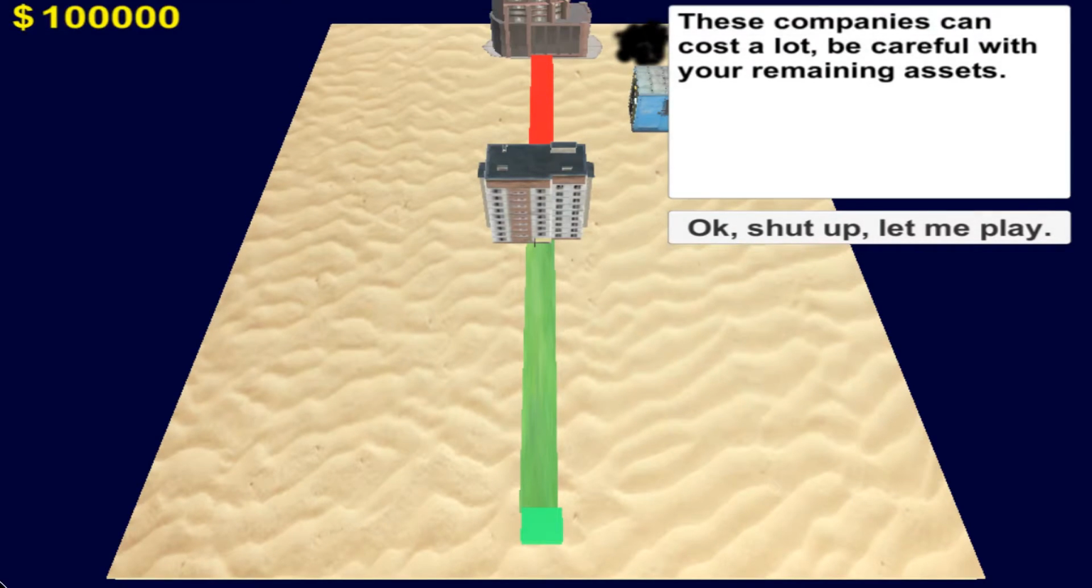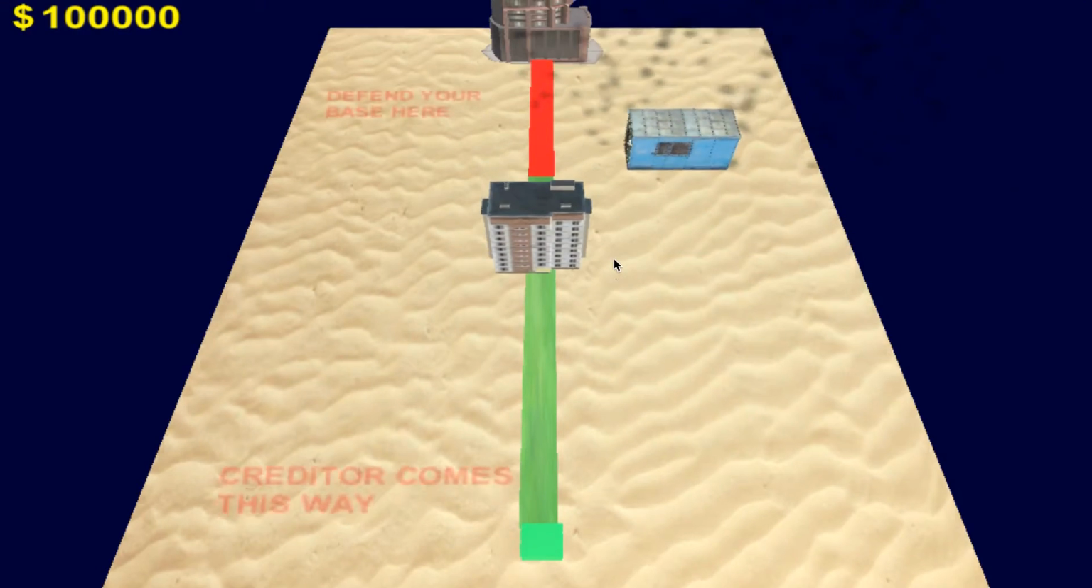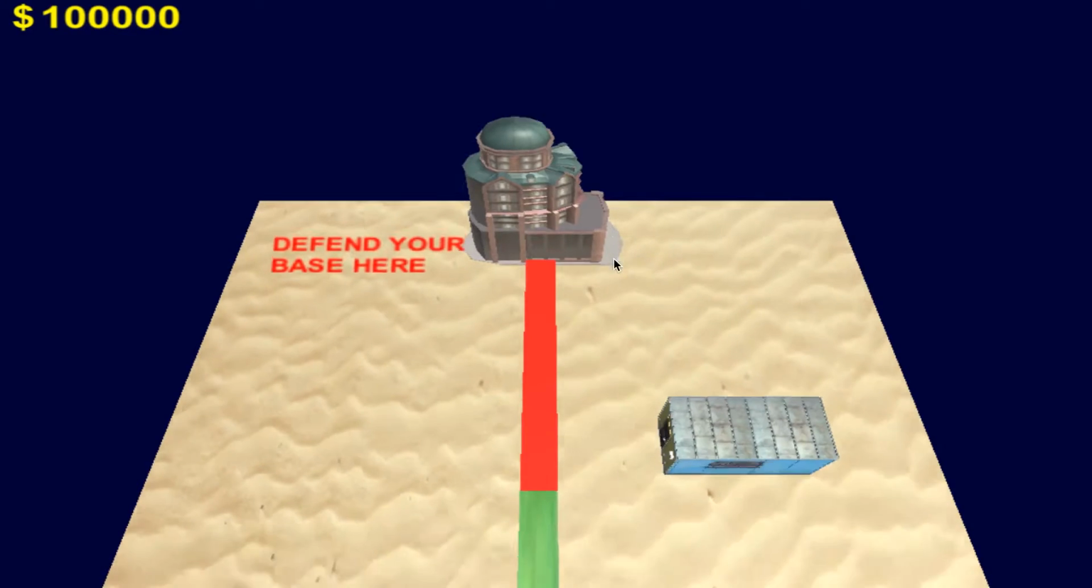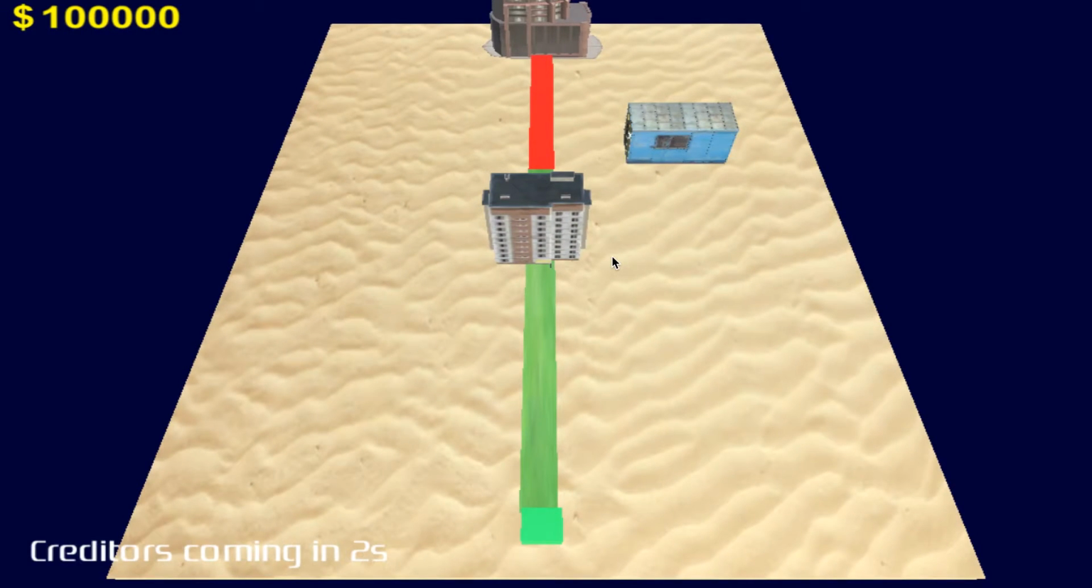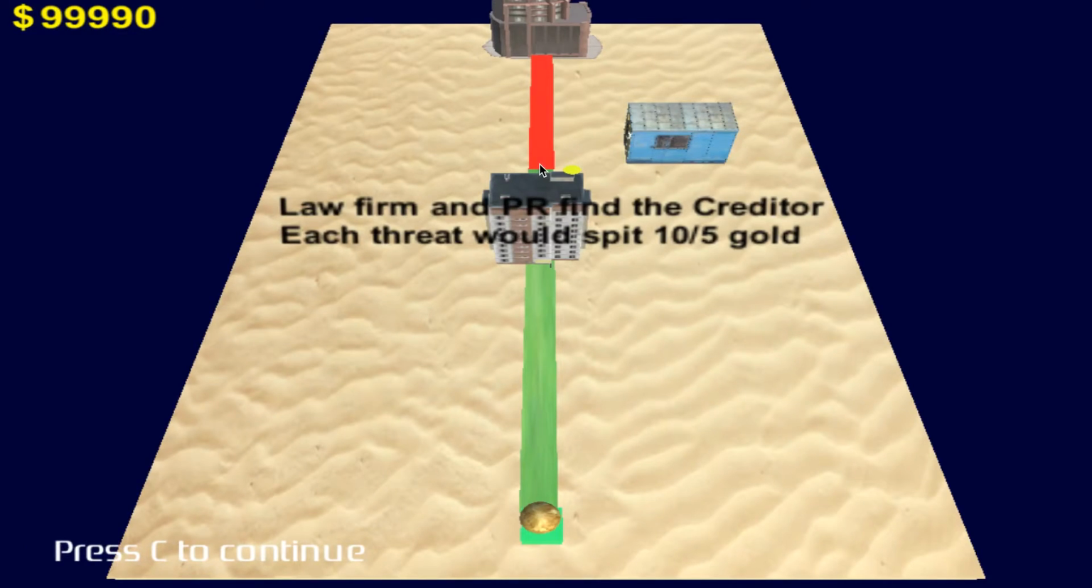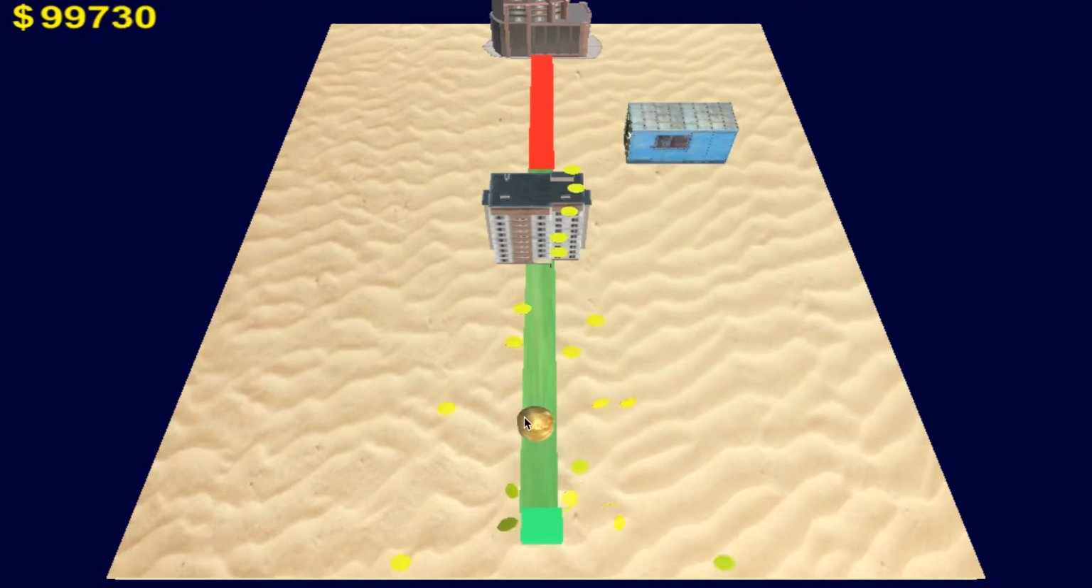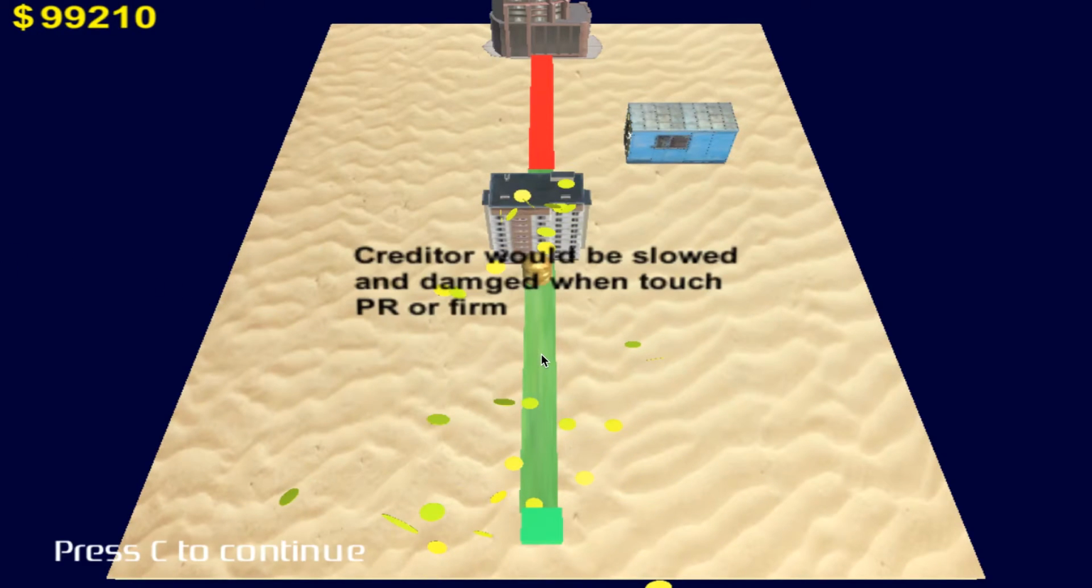Right, so hang on, what does threatening them and bribing them mean? I guess we'll see. Defend your base here. That's nice. Your creditor comes this way. Okay, it's actually showing you on the map. That's good. Here come the creditors. Law firm and PR find the creditor. Each threat sort of fires gold at them as the enemies, the creeps, get close by. See, like that.